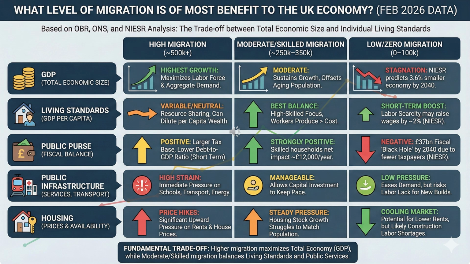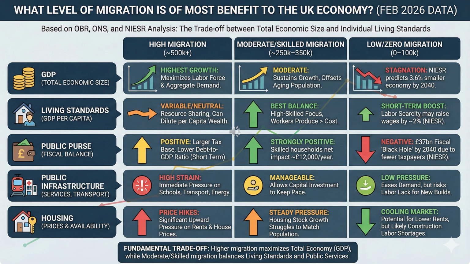Effect on public infrastructure. High migration results in high strain, immediate pressure on transport, schools, and energy grids. Moderate skilled results in manageable rise in demand, allows capital investment to keep pace with growth. Low or zero migration causes low pressure, eases demand, but risks lack of labor to build new infrastructure.